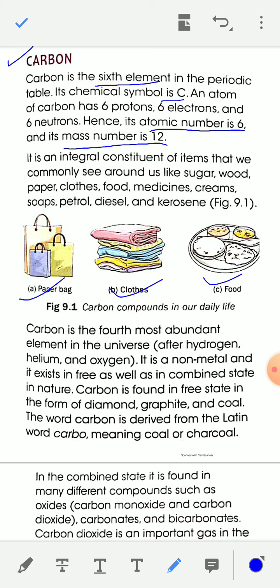And carbon is the fourth most abundant element in the universe, after hydrogen, helium and oxygen. It is a non-metal and it exists in free as well as in combined state in nature. Carbon is found in free state in the form of diamond, graphite, coal.